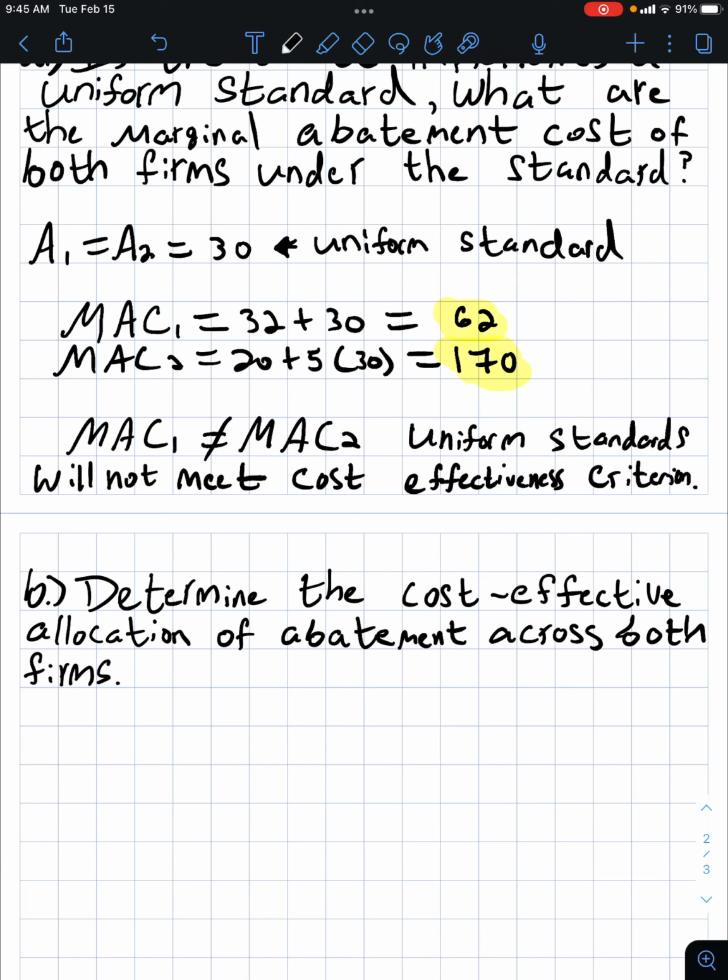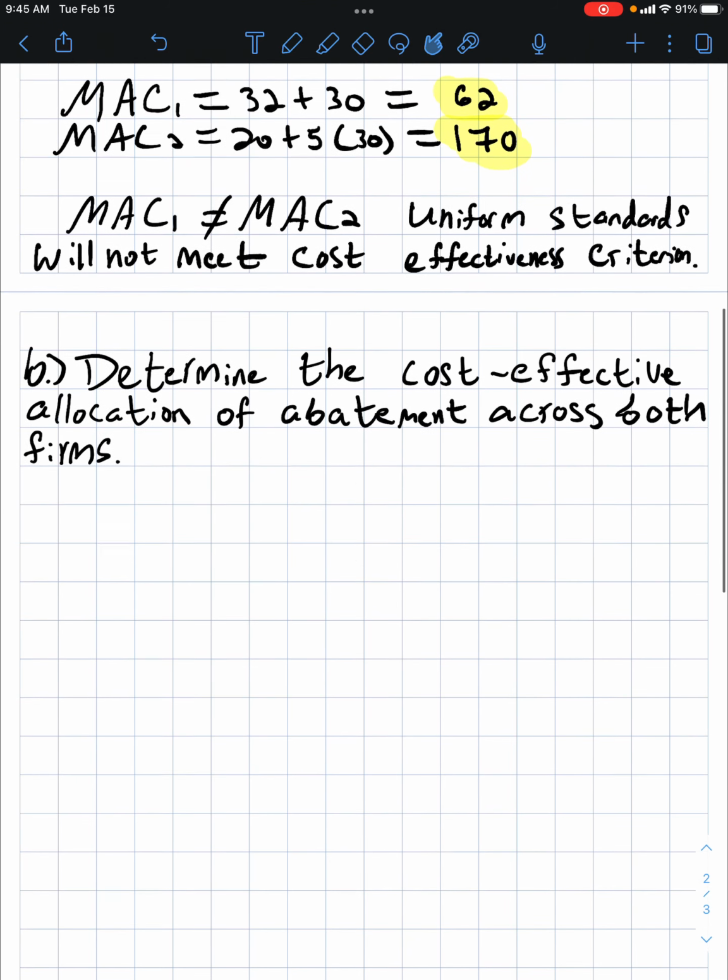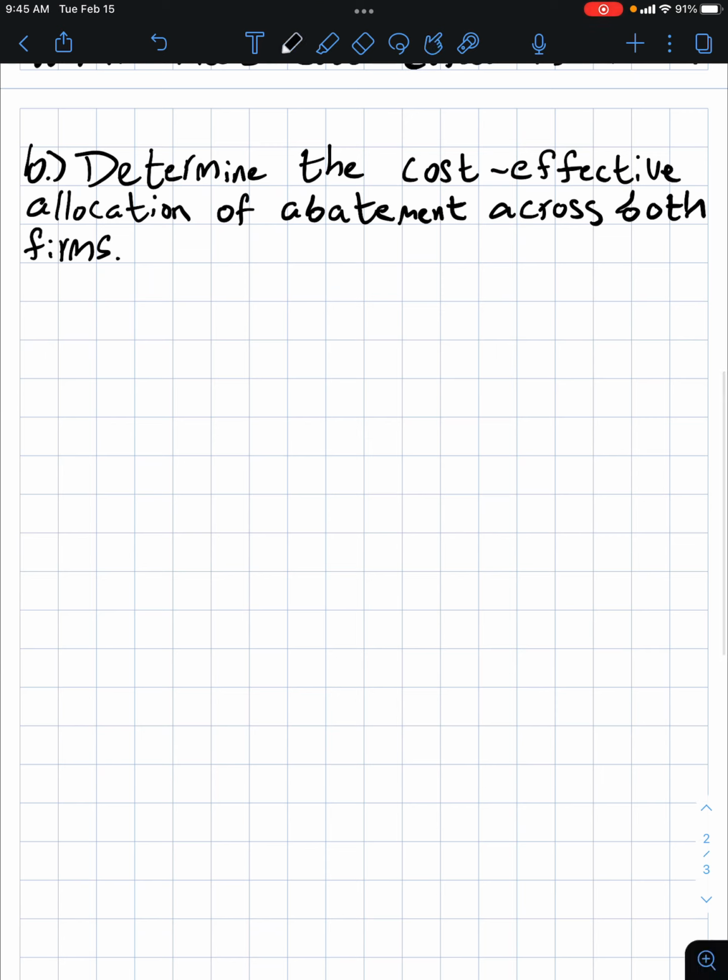So that's part A. MAC1 does not equal MAC2. Uniform standards will not meet the cost effectiveness criterion. So, moving along, part B, where now we need to determine the cost effective allocation of abatement across both firms.